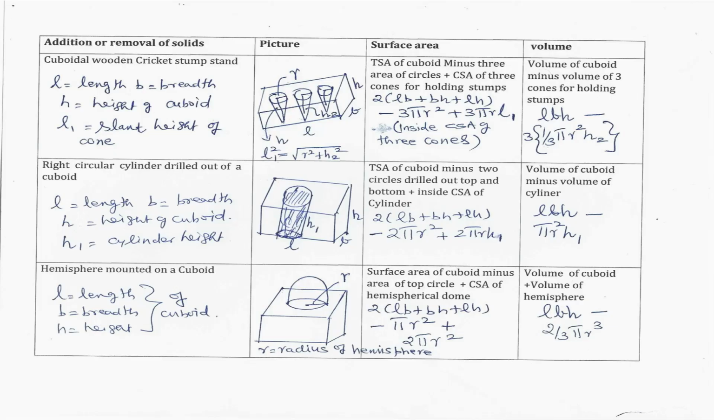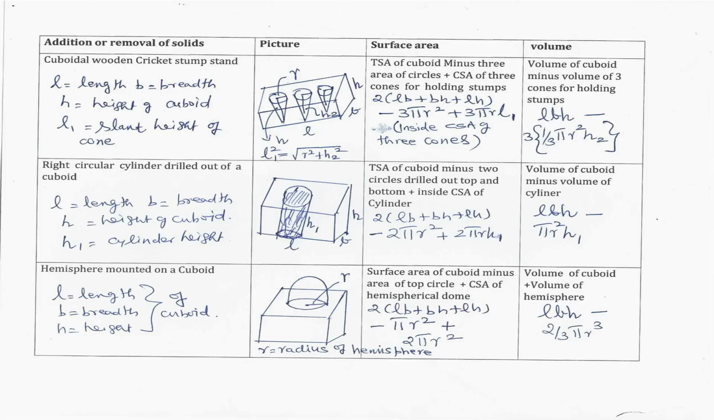Surface area is total surface area of cuboid minus 3 area of circles plus curved surface area of 3 cones for holding stumps. 2 into LB plus BH plus LH minus 3 pi r squared plus 3 pi r l1, inside curved surface area of 3 cones that hold stumps. Volume is equal to volume of cuboid minus volume of 3 cones for holding stumps, that is LBH minus 1 by 3 pi r squared h2 multiplied by 3 cones.